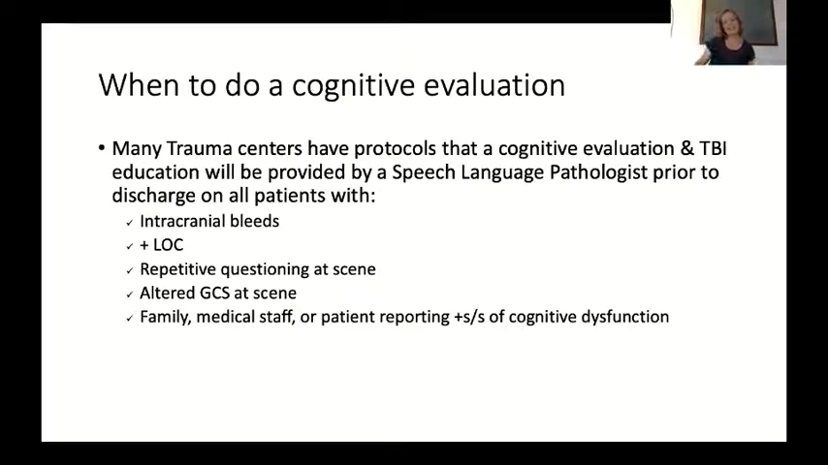So the next little bit is about very low level brain injury patients. Some trauma centers in the United States, and that's just my background, so I'll speak about that, say that cognitive evaluations and education should be done on any patient who comes in with an intracranial bleed, a positive loss of consciousness, or repetitive questioning at the scene. So, they fall, they didn't lose consciousness, their head CT looks normal, but they keep saying, what happened to me? What happened to me? Also an altered GCS, which is Glasgow Coma Scale, or family, medical staff, or the patients report that they're not feeling right.